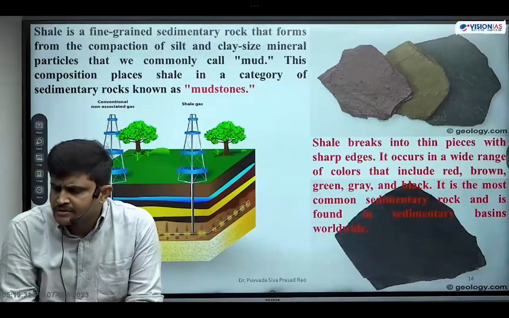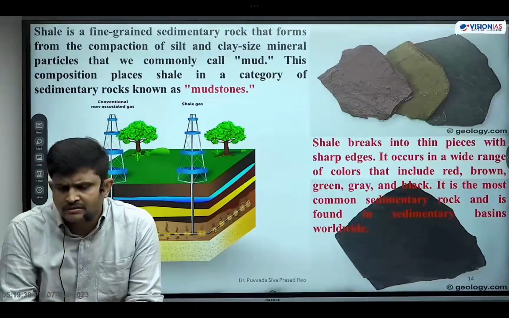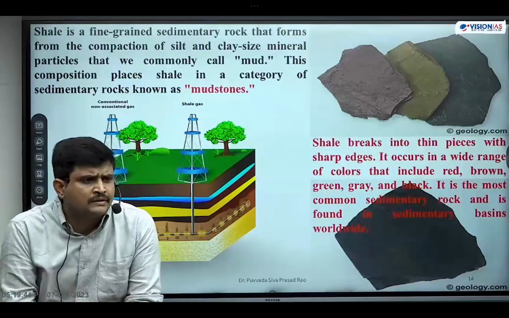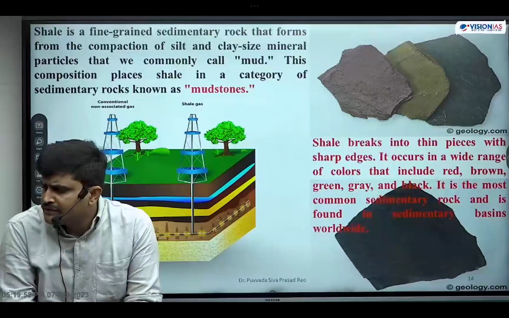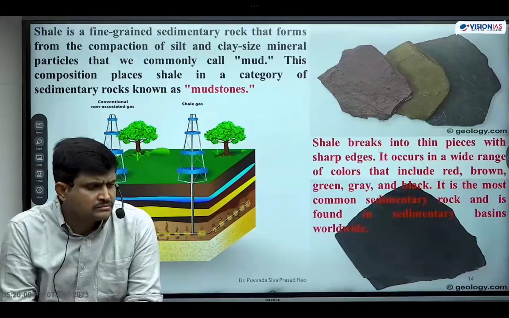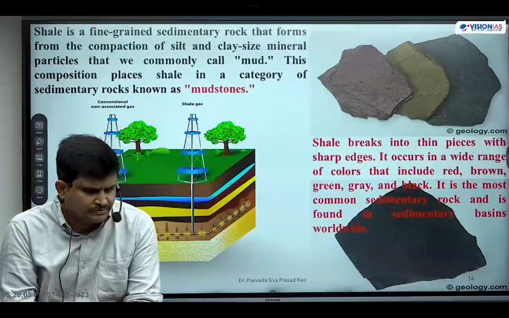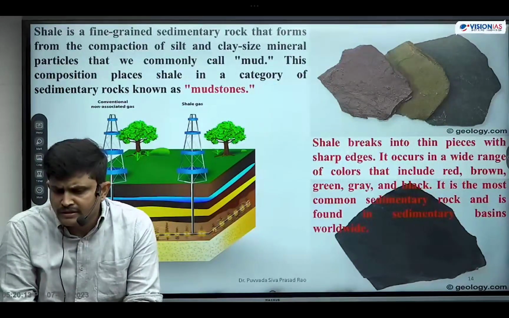Done, students? Another point regarding shale gas: digging of a large number of borewells will show effect on the surrounding environment. As well as noise pollution levels also increase.